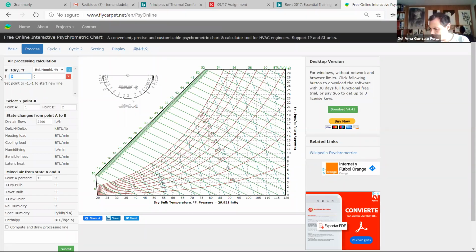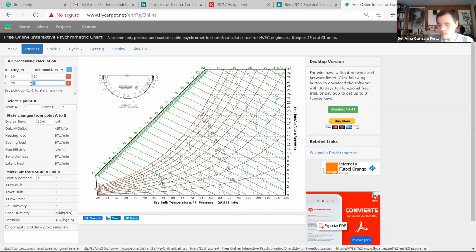Outdoors in winter, it was 30 Fahrenheit and relative humidity 80, yes, 80. The second point is indoor conditions. The indoor conditions are 70 Fahrenheit and 40. I'm just copying data from the assignment. Remember that indoor conditions are something between 68 and 74 Fahrenheit, and something between 35 and 55% relative humidity. Those are comfort conditions.